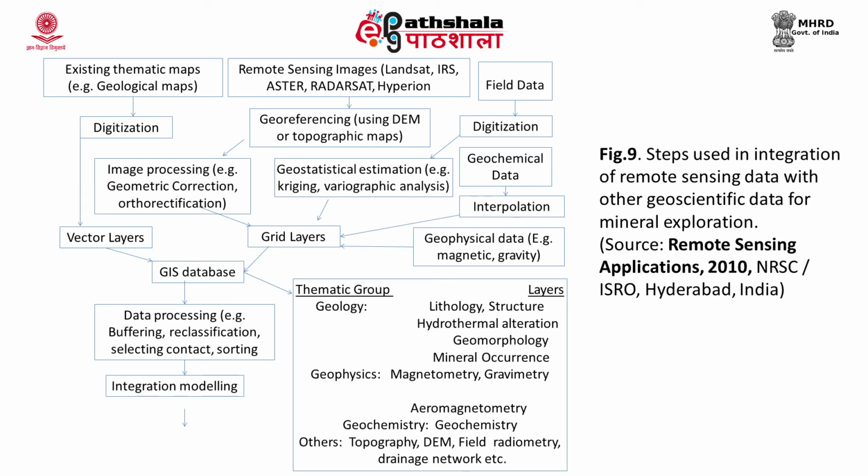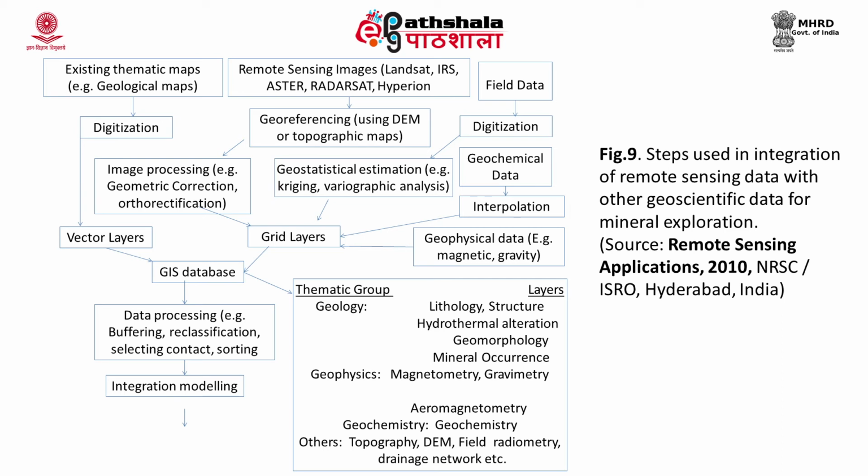published by NRSC ISRO Hyderabad. Here you can see that before starting this, we should have an existing thematic map or the geological map of that particular area. We should have a remote sensing image, whether it is Landsat, IRS, ASTER, RADARSAT or Hyperion. Hyperion is a hyperspectral image, and you should have some field data. The existing thematic geological map we have to digitize. Similarly, field data will also be digitized, and the remote sensing image will go for georeferencing using a DEM or the topographic map.